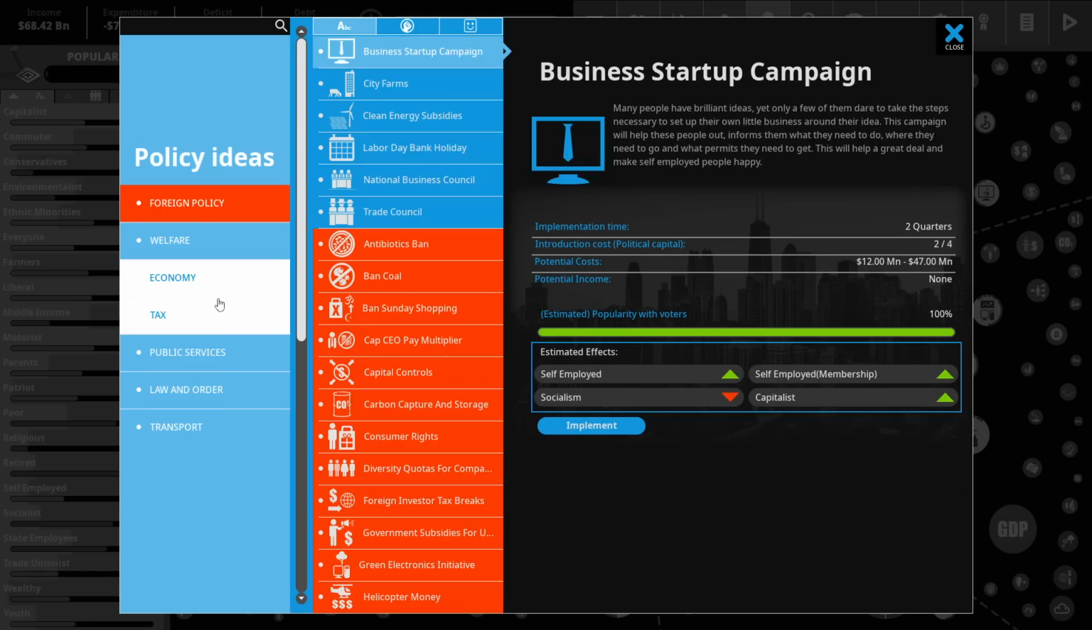Anything that's relatively cheap but fairly popular is a good one to start up with. The small business or the business startup campaign would make capitalists happy, and we do have a lot of capitalists. We know 75% of our population is capitalist, so it'd make them happy. It would make more people join the self-employed group, and we also make that group happy. It would upset the socialists, but apparently we don't have that many hardcore socialists here. And it's cheap as heck. This doesn't actually make us more money, though, right? Although it might be doing something behind the scenes to do that.